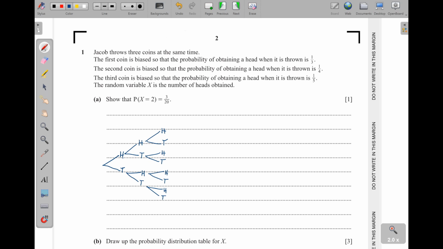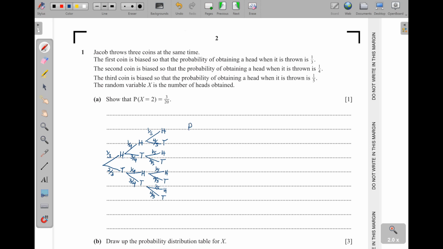So the first one, this is a third, that means this one will be 2/3. Then the next one, if the probability of obtaining a head is a quarter, then this one will be 3/4. Then the last one is 1 over 5, that means this one will be 4 over 5, and the same for the other branches.